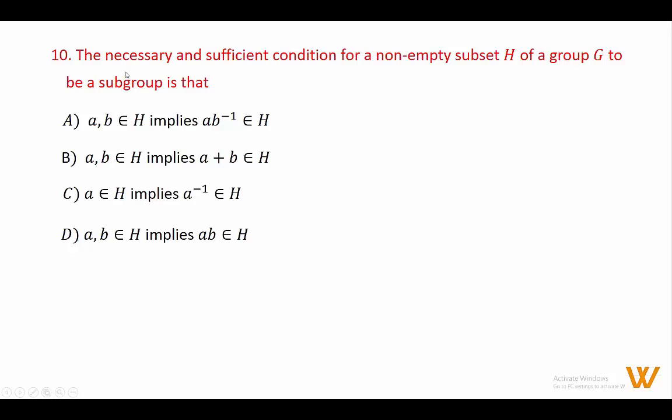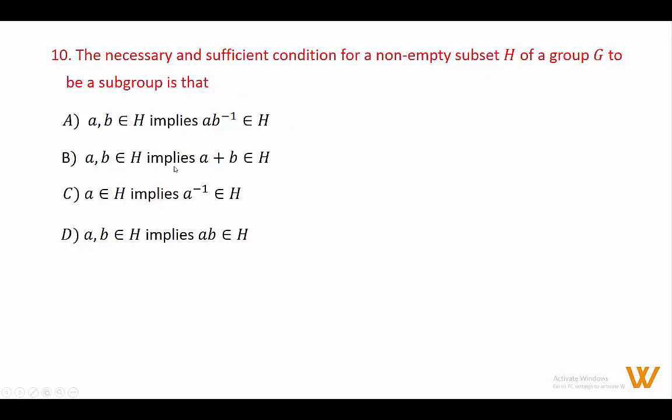10. The necessary and sufficient condition for a non-empty subset H of a group G to be a subgroup is that a, b belong to H implies that a b inverse belongs to H. This is the correct answer. If a, b belong to H imply that a b inverse belongs to H, then H is a subgroup of G.